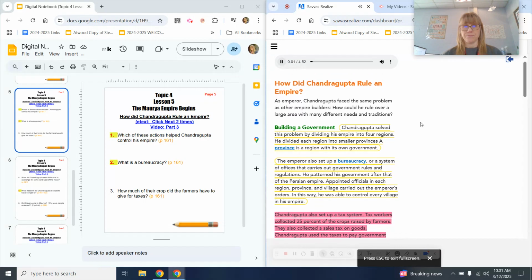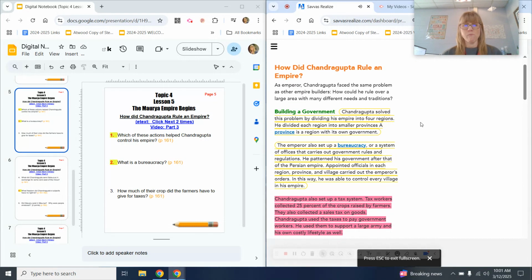How did Chandragupta rule an empire? As emperor, Chandragupta faced the same problem as other empire builders. How could he rule over a large area with many different needs and traditions? Building a government. Chandragupta solved this problem by dividing his empire into 4 regions. He divided each region into smaller provinces. A province is a region with its own government. The emperor also set up a bureaucracy, or a system of offices that carries out government rules and regulations.